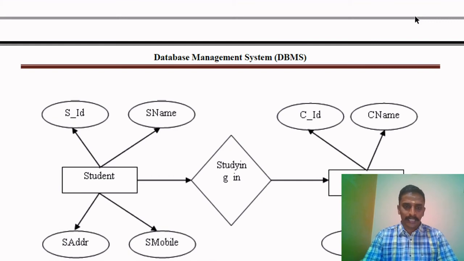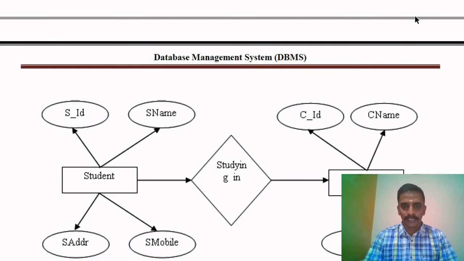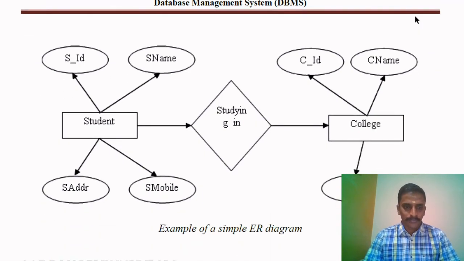And this is a simple ER diagram, and this ER diagram depicts that studying is the relationship, and student and college are the entity names. In the student entity, there are attributes like SID, S name, S address, and S mobile. In the college entity, there are attributes CID, C name, and C department.